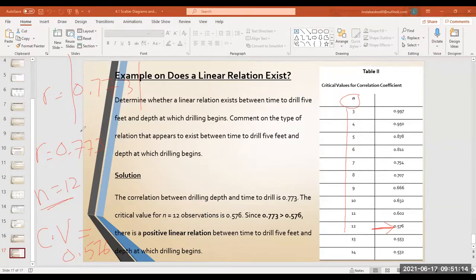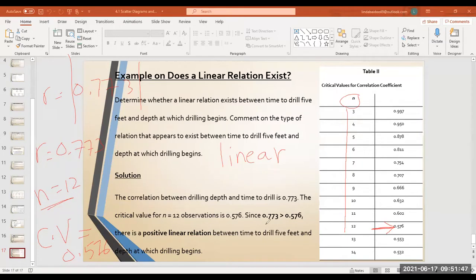If our R, which we solve, is greater than the critical value, then it means that a linear relation exists between the two variables. So since our R is 0.773 and our critical value here is 0.576, and we know that this is bigger than this, then it means there is a positive linear relation between the two.